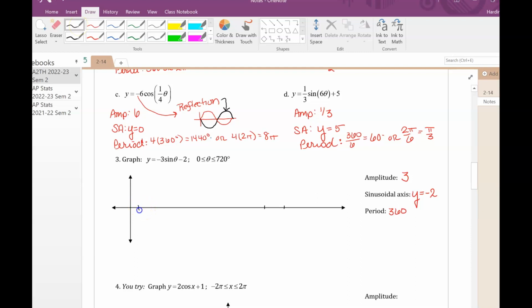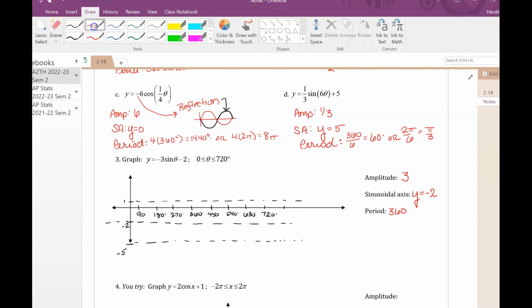All right, I am going to label out critical values on the x-axis all the way up to 720. So this will be 450, 540, 630, and 720. All right, the new sinusoidal axis is at -2. So we will roughly put in where -2 is. The amplitude is 3, so the highest point is going to be at +1. The lowest point is going to be at -5. And I'm just going to put some dotted lines in for those 2 places.